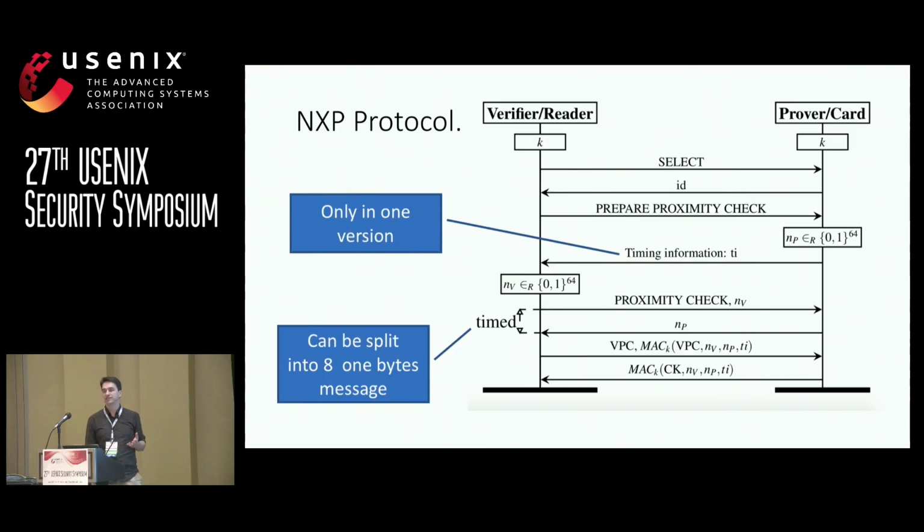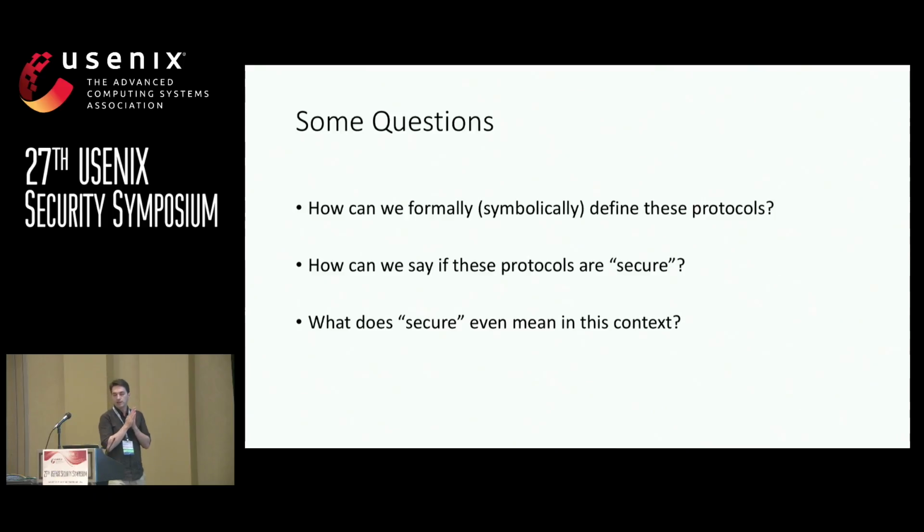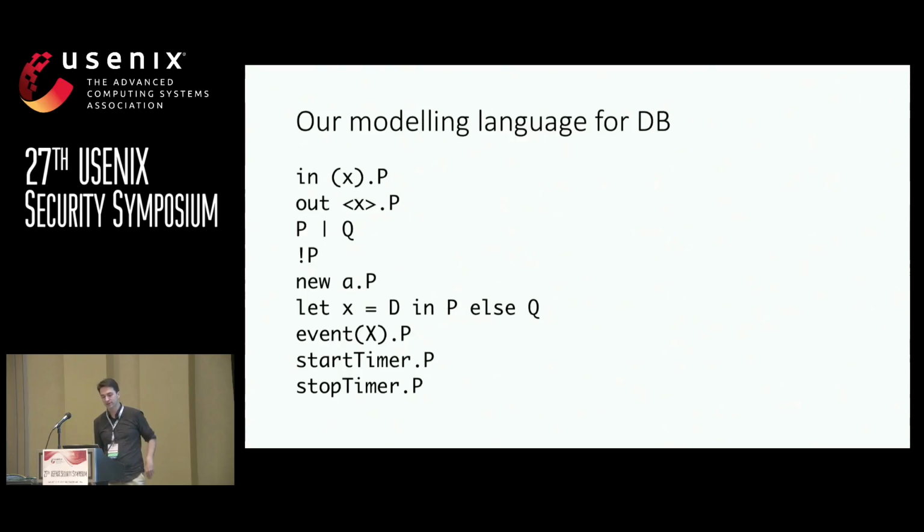We have these dangerous attacks, we have these possible defenses. So the questions our work addresses is how can we model these? How can we say whether these protocols are secure? Which raises the wider question, what does secure even mean in this case? And how can we test that? And again, we're working in a symbolic framework here with a Dolev-Yao attacker and abstract protocols. So our answer to that is a little modeling language we can write down protocols in.